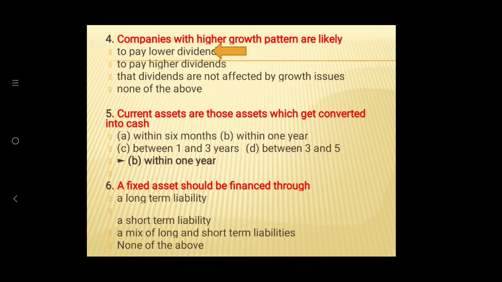A fixed asset should be financed through, means purchased through, option A, long term liability; option B, short term; option C, mix of long and short term liabilities; D, none of the above. Actually, fixed assets are financed through long term liability to the organization. Option A is the right answer.